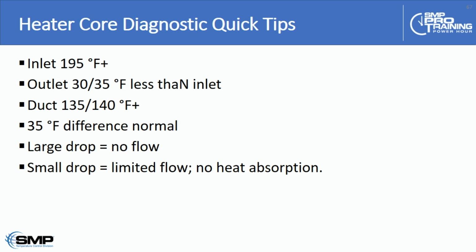If you see a large temperature drop across the heater core, there's probably no flow. There's hot coolant going right up to it, but there's nothing coming through it, and that would usually indicate a clogged heater core. If it's a small drop, limited flow, there's some flow going through there, but there's a lot of clogged passages, and so there's very little heat absorption. That's why you're not getting a very big temperature drop across the heater core.